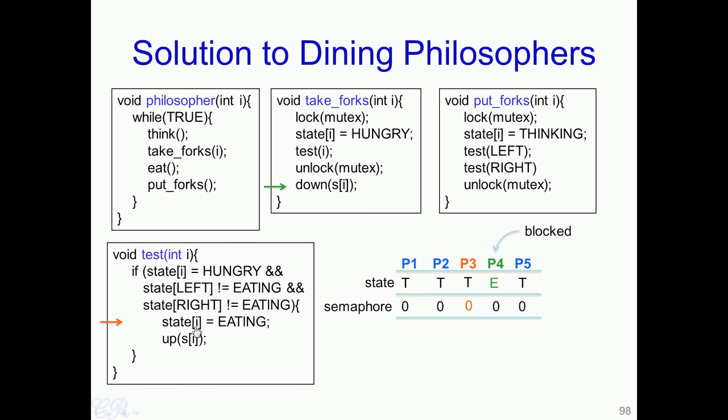Consequently, the value of state for philosopher 4 would be set to eating, and the semaphore value is set to 1 for P4. Now, setting the value of 1 for the semaphore will cause the wake up to occur. So, P4, which was blocked on the semaphore, would wake up, and as a result of this, the value of the semaphore gets decremented to 0. Thus, the philosopher P4 would wake up and start to eat.